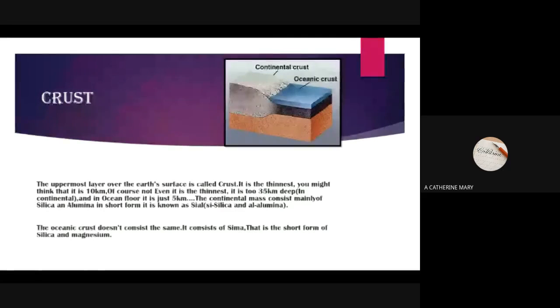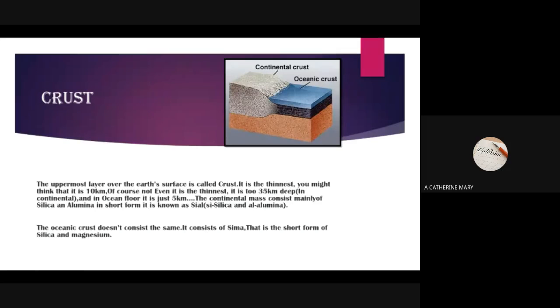The first layer, that is the crust. The uppermost layer over the Earth's surface is called the crust. It is the thinnest. It is 35 kilometers deep in the continents, but in the ocean floor it's just 5 kilometers.